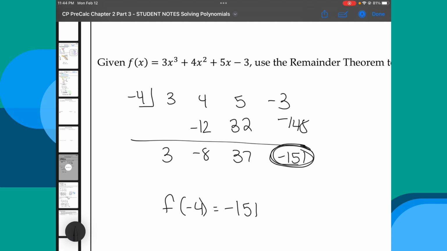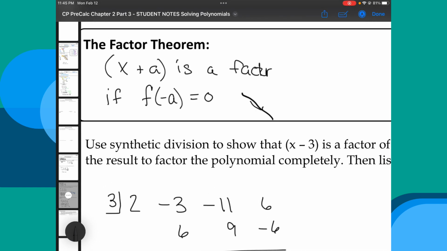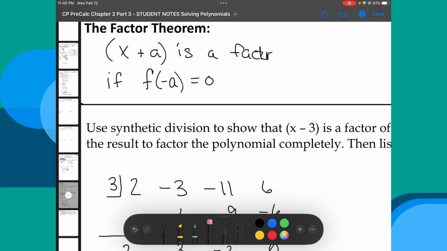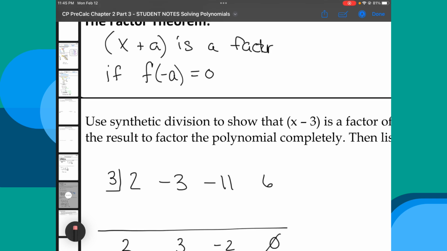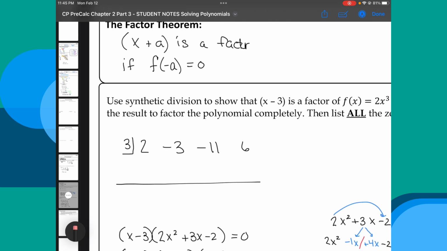We have another theorem. We actually have 3 theorems in this unit, but the second one is called the factor theorem. And the factor theorem is pretty logical. It says that x plus a is a factor if f of that solution is equal to 0. So if we have a factor and we solve and we get a remainder of 0, then we know that that factor is a 0.